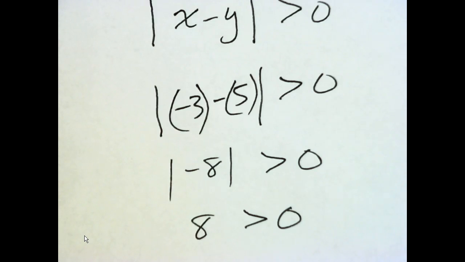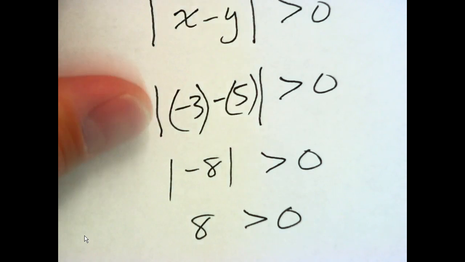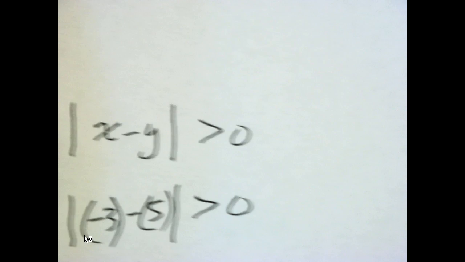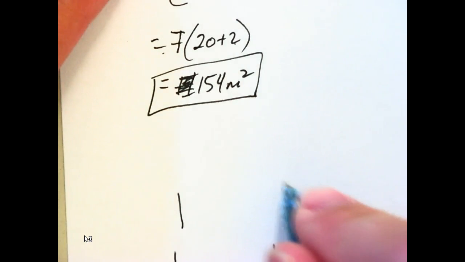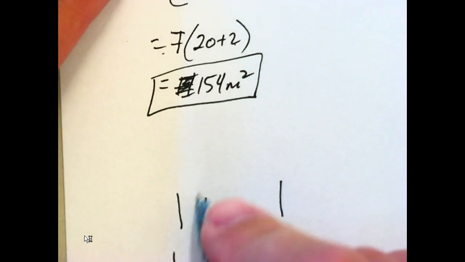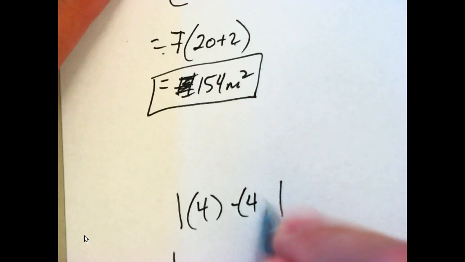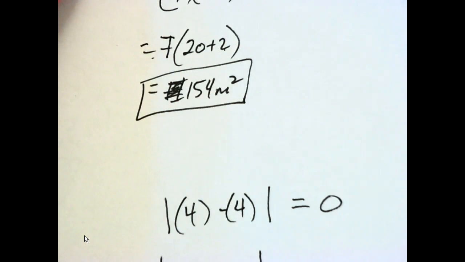X and y can't be equal. Okay, what happens if they are equal? Equals 0? Always? Unless it's addition. Yeah, but since it's subtraction, if I put x minus y, so let's make them equal. We can try a bunch of values. Let's try 4. So I have 4 minus 4. That equals 0? Yeah, absolute value of 0 is 0.